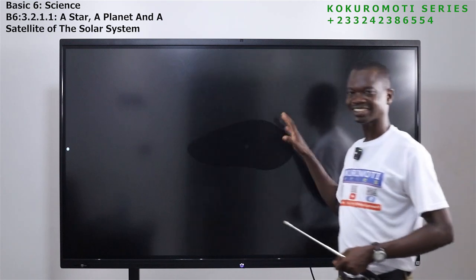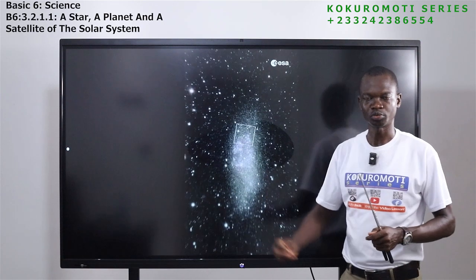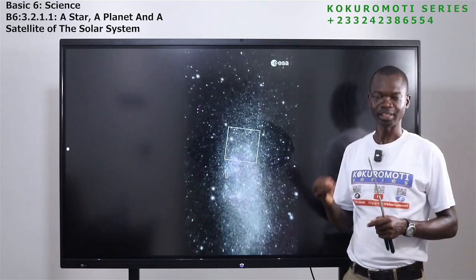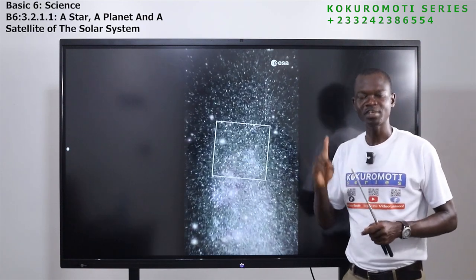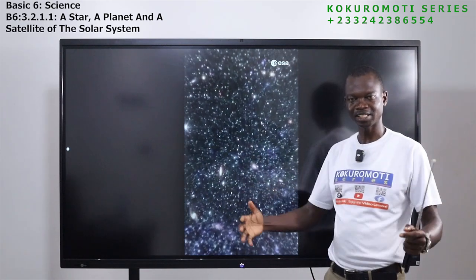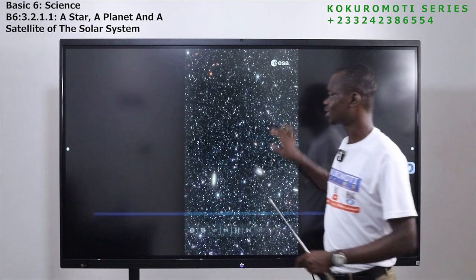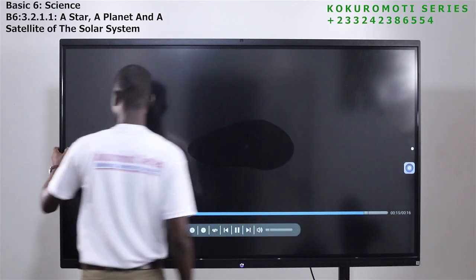And now we have seen that stars too are bodies that are able to produce their own heat and light. We have mentioned that the sun is a star. The reason is that the sun produces its own heat and light. So that brings us to the end of the lesson.